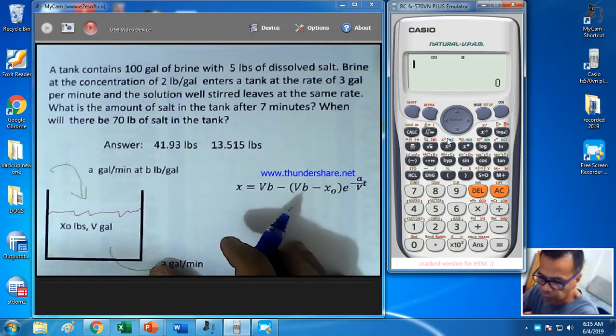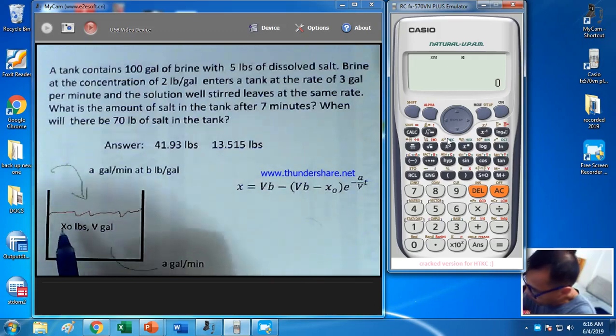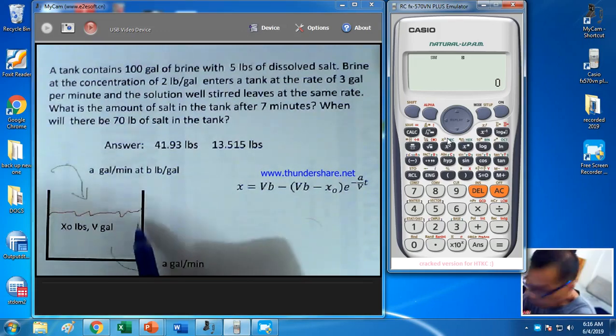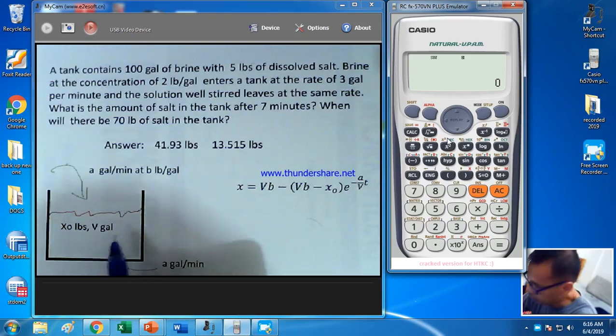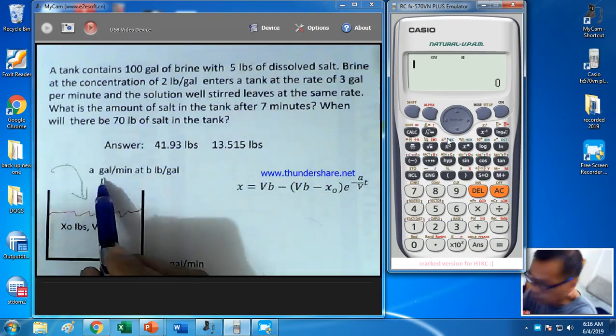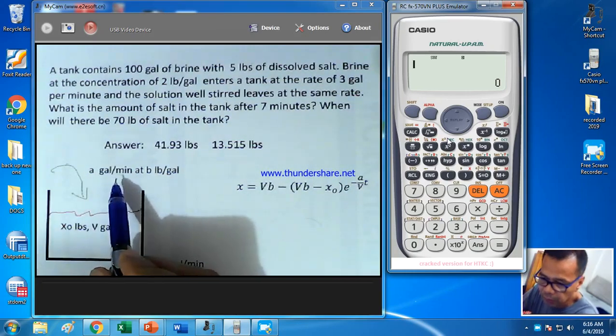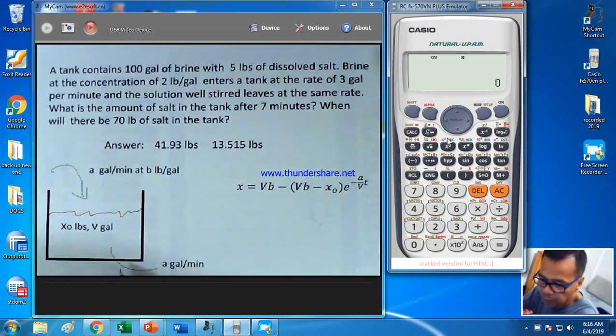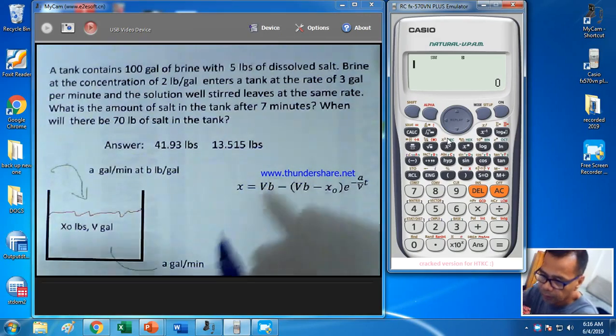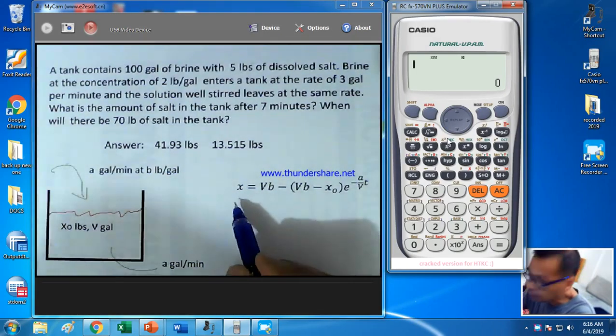I derived the formula for this. Now if you have a tank here, and initially it contains x sub 0 pounds of salt and V gallons of brine, and then brine is entering at a gallons per minute at a concentration of b pounds per gallon, and at the same time it is leaving at a gallons per minute. Look at the mathematical model.